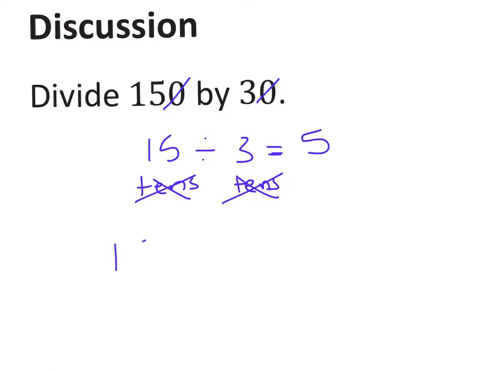Well, what if my original problem was 157 divided by 31? Now pause and ask yourself, why did I round the numbers to 150 divided by 30? Why not 160 divided by 30? Because technically 157 is closer to 160.